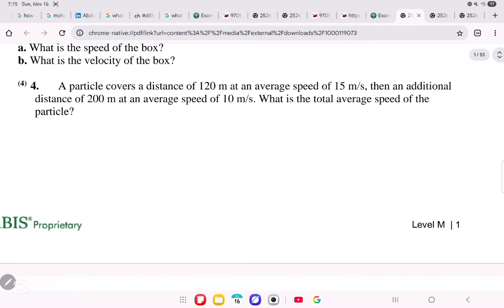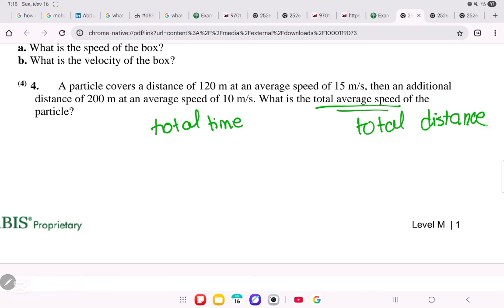What does it say in question number 4? A particle covers a distance of 120 meters at an average speed of 15 meters per second, then an additional distance of 200 meters at an average speed of 10 meters per second. What is the total average speed of the particle? How do we find the total average speed of the particle? Very simply, what we'll need to find is the total time. When we find the total time, we will also find the total distance. And then you do total distance over total time, and you'll get the total average speed, okay?